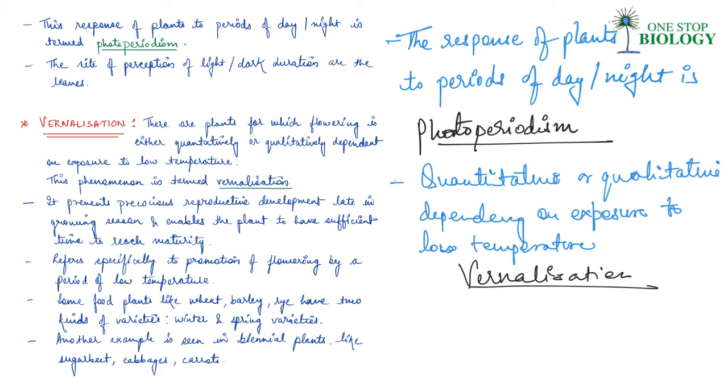Another kind of vernalization is seen in biennial plants. Biennials are monocarpic plants that normally flower and die in the second season. For example, sugar beet, cabbages, and carrots are all important examples of common biennial plants. Subjecting the growth of a biennial plant to a cold treatment stimulates a subsequent photoperiodic flowering response as well. So this is all about vernalization.